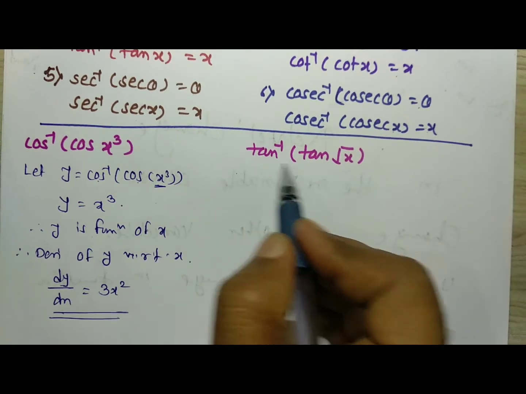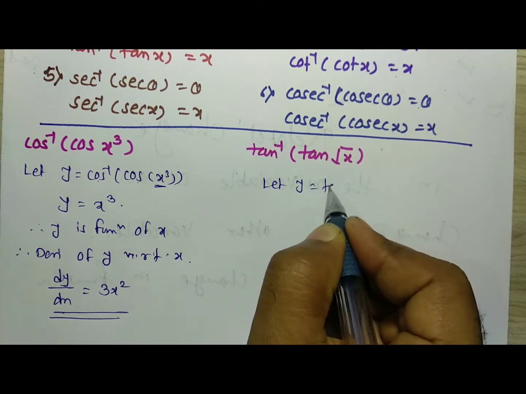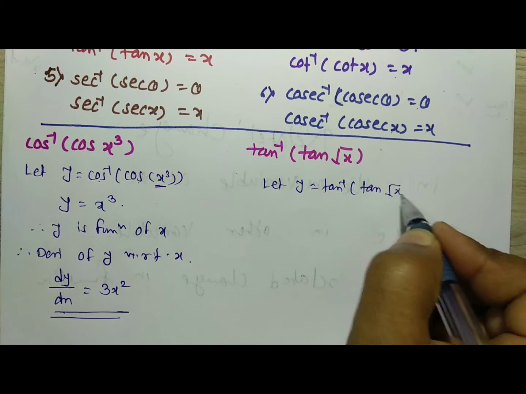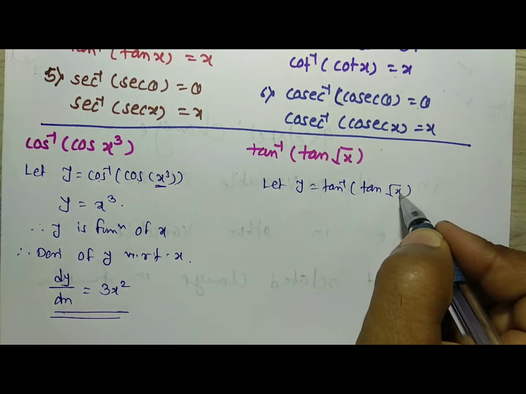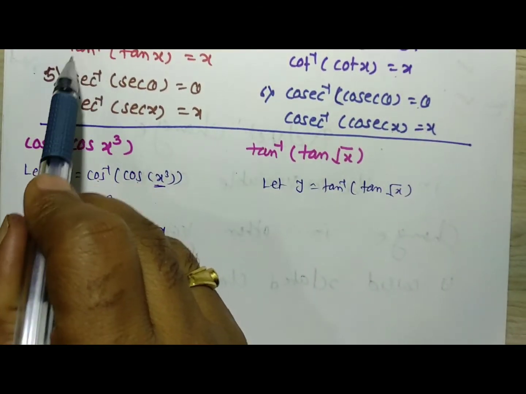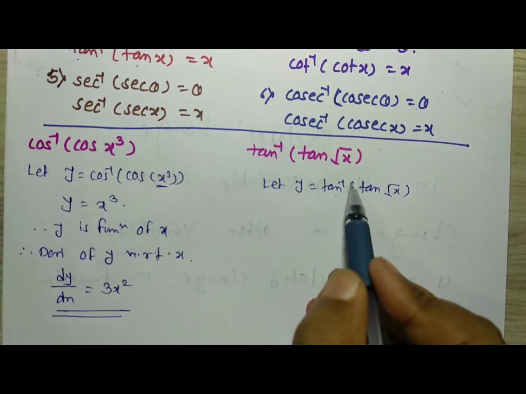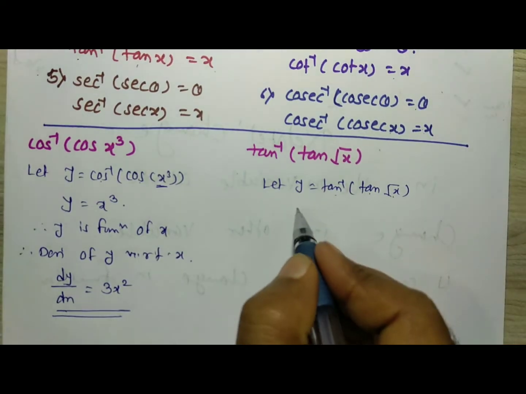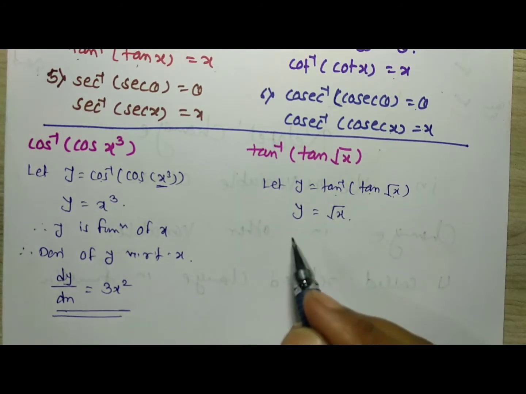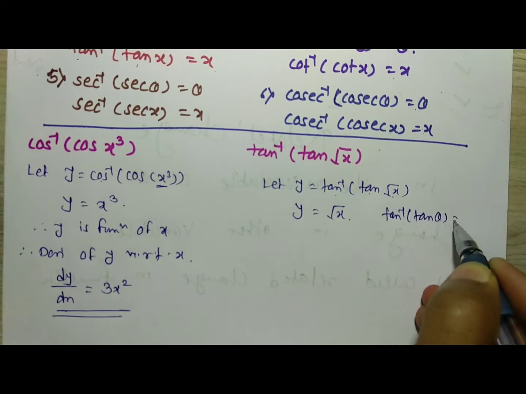Similarly, you can perform the derivative of the next one. Let y is equal to tan inverse tan root x. Now root x is nothing but theta. According to the formula, tan inverse tan theta is equal to theta, so tan inverse tan root x is nothing but root x.